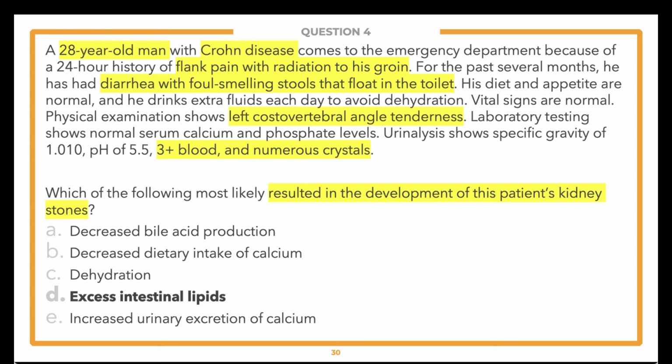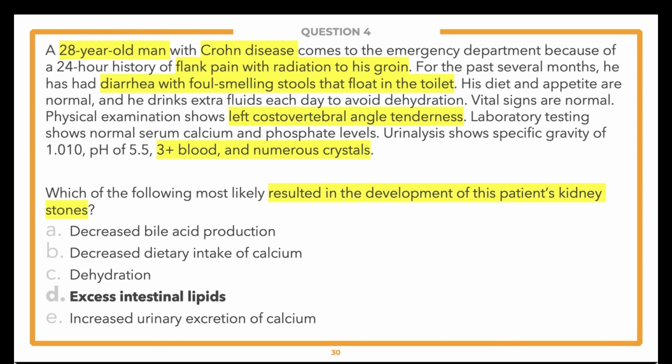So calcium oxalate stones can be seen in conditions that cause malabsorption. So not only Crohn's disease, any conditions that are associated with malabsorption and increased fat in the stools can lead to calcium oxalate kidney stones. Very, very high yield, multi-step, makes you kind of think, visualize what's going on, and very important to understand.